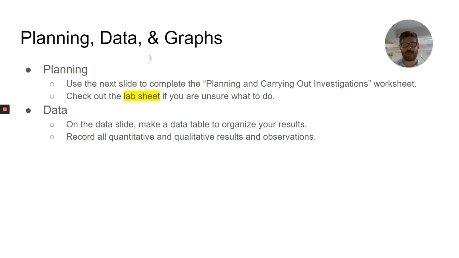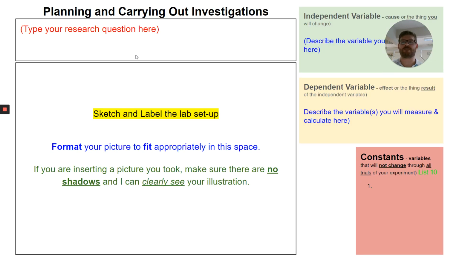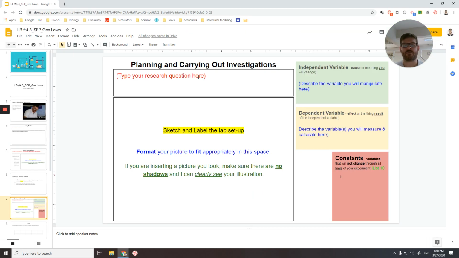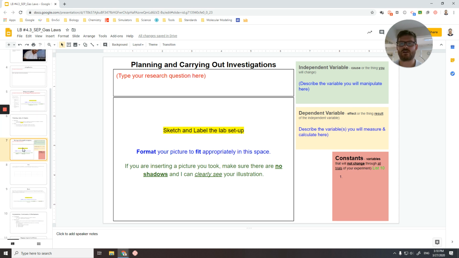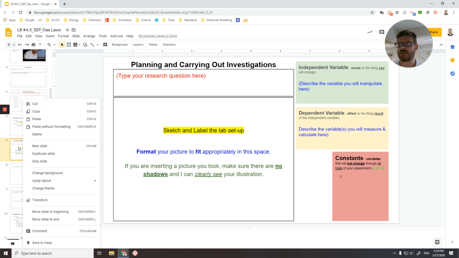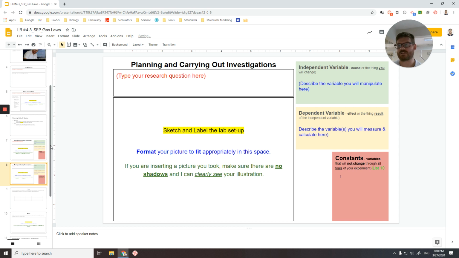So the planning, the data, the graphs. You're going to fill this stuff out for the gas lab that you're going to do at home. You're going to fill out this slide here. If you're going to do multiple experiments, you're going to need to fill this slide out a couple of times, and that's really easy to do. Just come over here to the side and give it a right click. On a Mac, I think there's something else you would do. I don't know, Macs. But anyways, open up the menu, and if you need to make another one of these, just duplicate slide. Now I've got two.